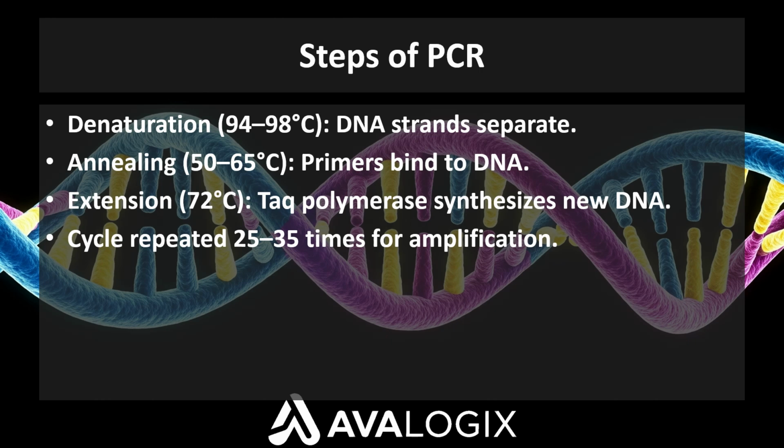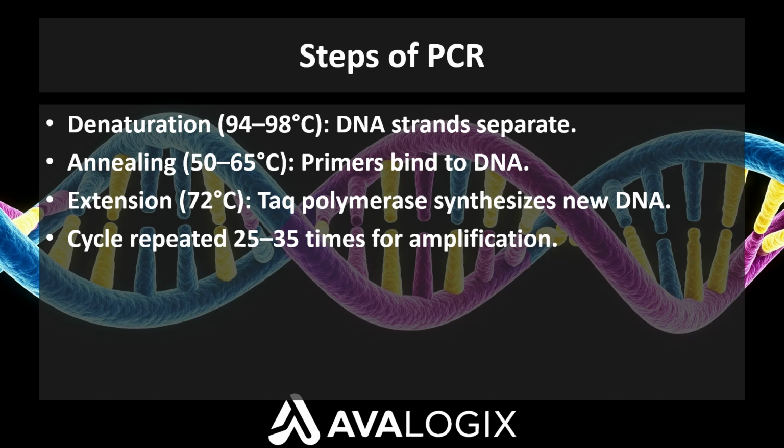Extension at 72 degrees Celsius. This is the optimal temperature for Taq polymerase to function. The polymerase starts adding dNTPs to the 3-prime end of each primer, extending the DNA strand and synthesizing a new double-stranded molecule. The duration of this step depends on the length of the DNA fragment being amplified, typically 1 minute per kilobase. These steps form one cycle.